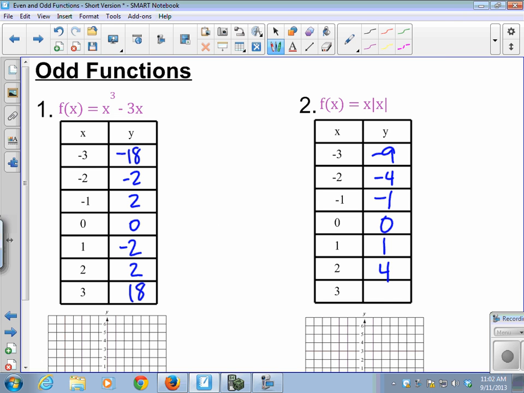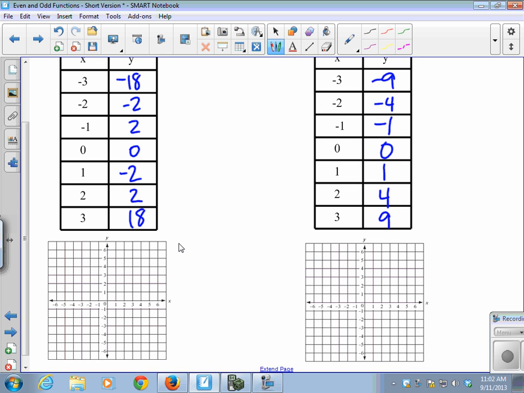So again, I'm looking for a pattern. This time it's different. It's not the same as what the even functions had. If I look at negative 3 and positive 3, the difference between the y-coordinates is that one's negative and one's positive. So those are opposite. Same thing with negative 2 and positive 2: for negative 2, we get negative 2, and for positive 2, we get positive 2. Same thing with negative 1 and positive 1: for negative 1, we get 2, and for positive 1, we get negative 2. Okay, so their signs just switch, or are opposite, in an odd function.